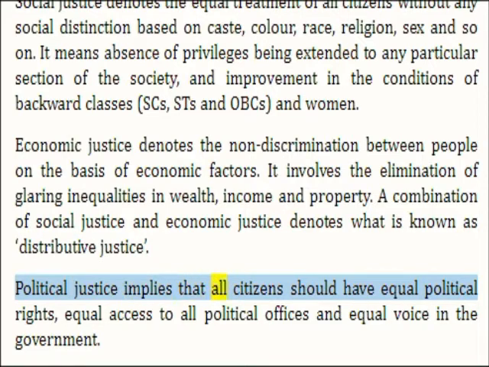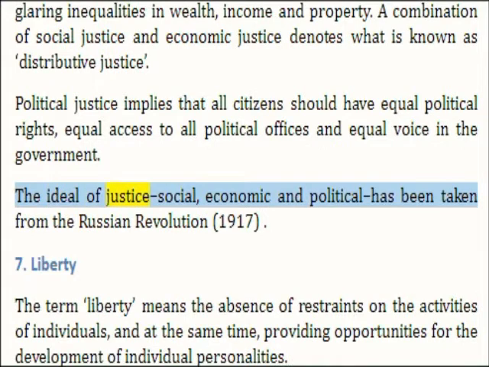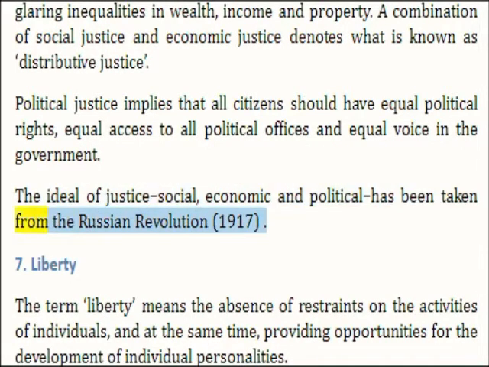Political justice implies that all citizens should have equal political rights, equal access to all political offices, and equal voice in the government. The ideal of justice, social, economic, and political, has been taken from the Russian Revolution, 1917.